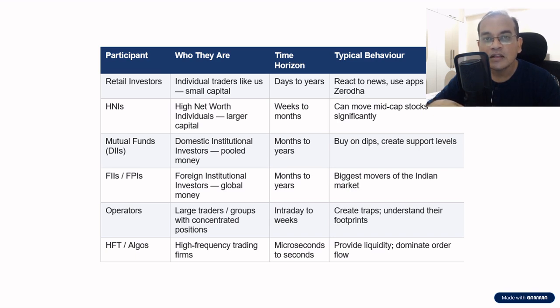Now, operators are the large traders or groups with concentrated positions. Go and check Jane Street, what they have done with the Indian stock market, and understand how an FII can influence the market positions and probably ruin the capital of the retail traders. Operators and large traders or groups create traps, so understand their footprints. That's what I was telling about Jane Street. High frequency traders and algos have a time horizon of microseconds to seconds, they provide liquidity and dominate the order flow.